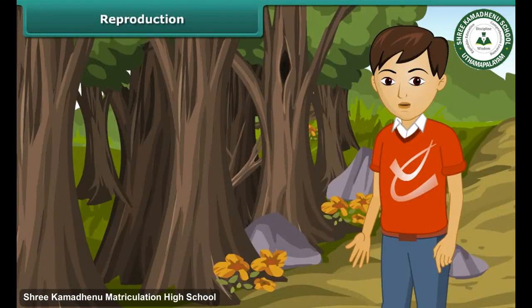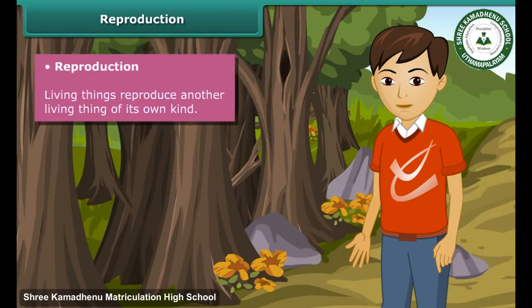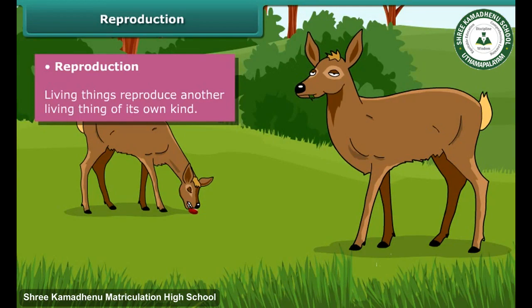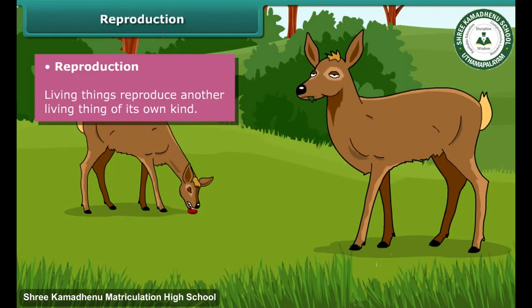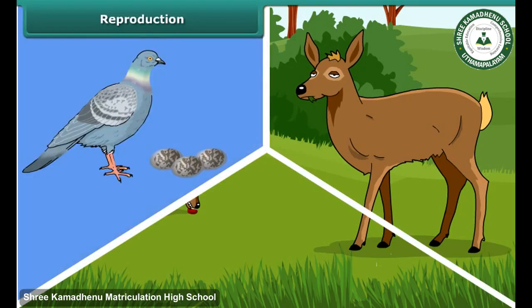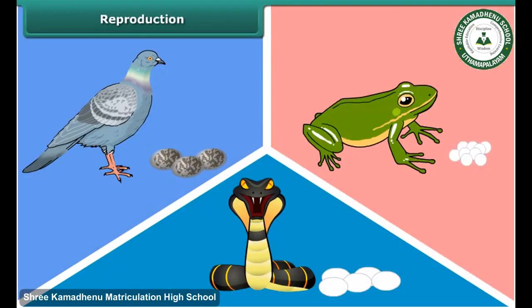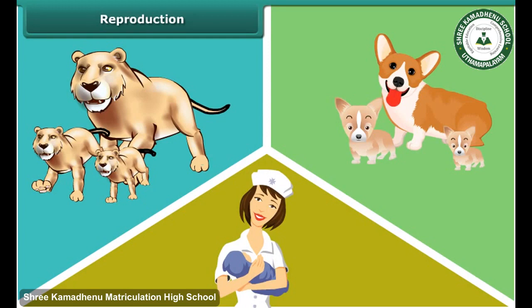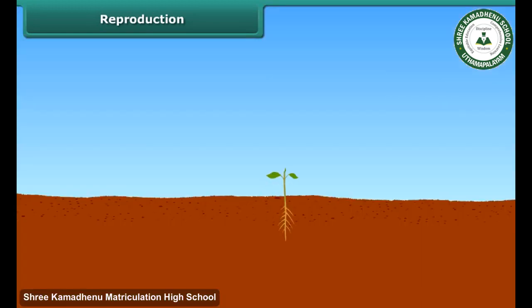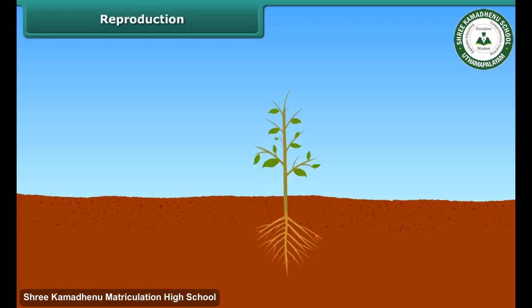A very important characteristic of living things is reproduction. All living things have the ability to reproduce another living thing of their own kind. Animals like pigeons, snake, and frog lay eggs, while some animals like lion, dog, and human give birth to young ones of their own kind. Plants reproduce through seeds or some other parts of the plants.